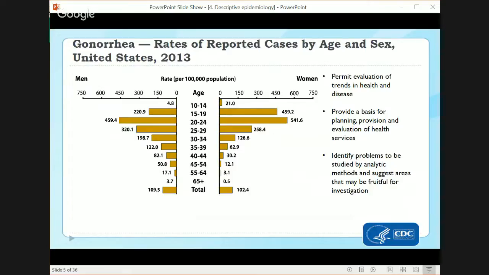Lastly, the goal is to identify problems to be studied with more in-depth methods. You know, maybe if you took a look at this and you thought, well, I'm particularly interested in trying to figure out these 20 to 24-year-olds, right? These are the highest bars, 541 cases per 100,000 population in women. I want to understand that. So you might take this data and set up a bigger study to just understand what's going on in women ages 20 to 24 years old. Why are these rates higher than everything else we're seeing in the other age groups?